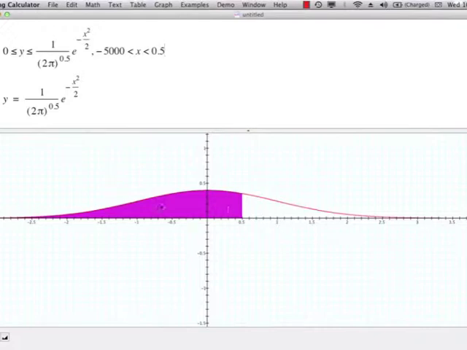And so here's my normal distribution, and I've made some simplifications. I've made the mean 0 and the standard deviation 1. By making the mean 0 and the standard deviation 1, I've simplified it down to 1 over the square root of 2 pi, e to the negative x squared divided by 2. The red line is showing me the whole curve, and the pink line is showing me the area under the curve.